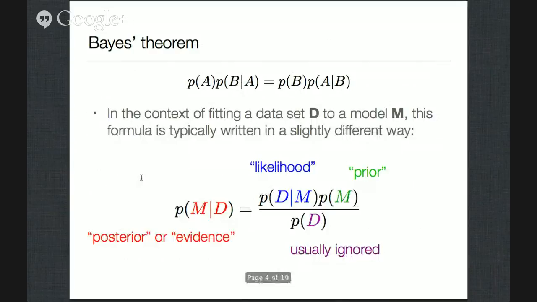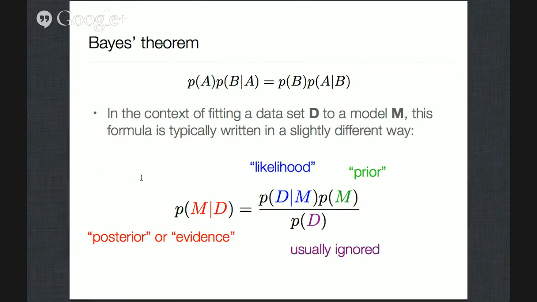All right. So again, a lot of the context for what I'm going to say here is given by Bayes' theorem up here at the top. If I have two events, A and B, the probability of A times the probability of B given A is equal to the converse over here. That's the general statement. In the context of what we want to talk about, which is having some data set, some set of observations, and fitting them to a model, M, this is usually written this way.